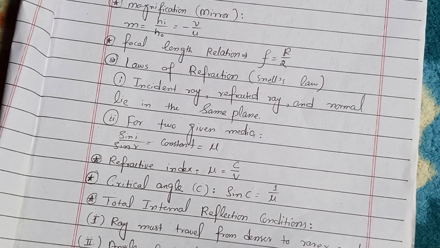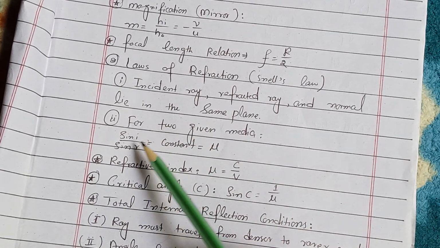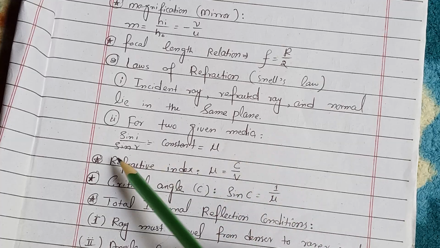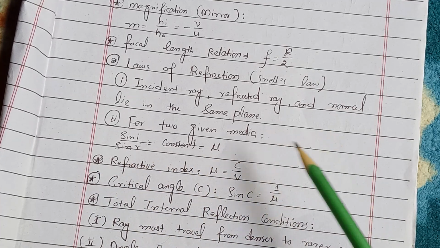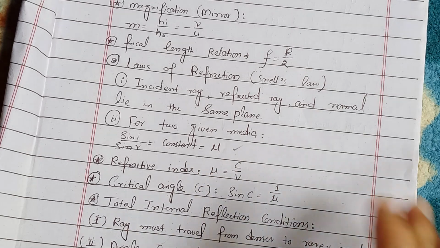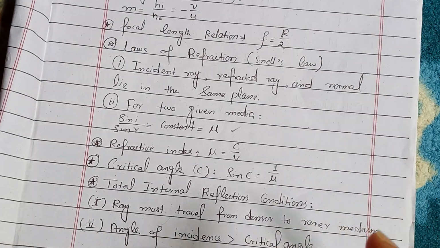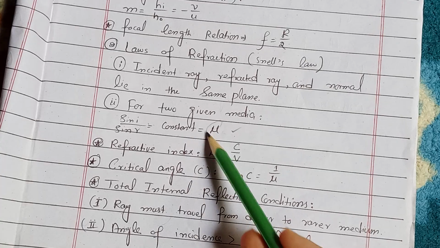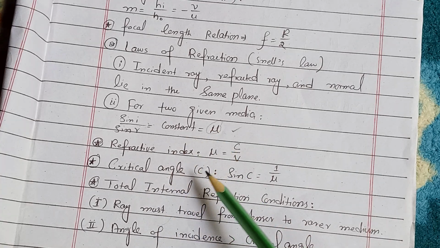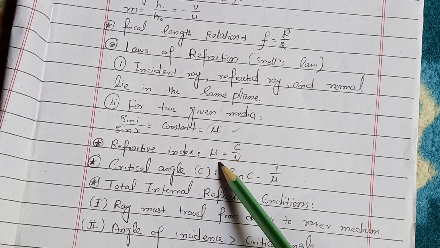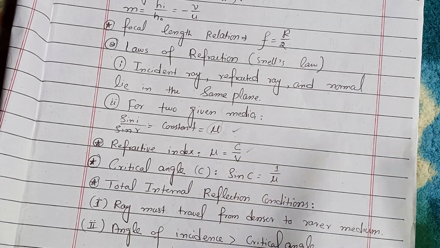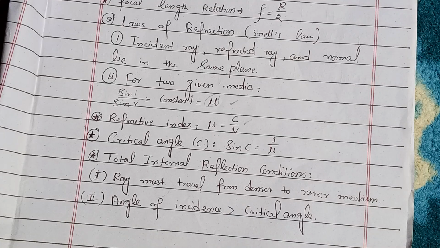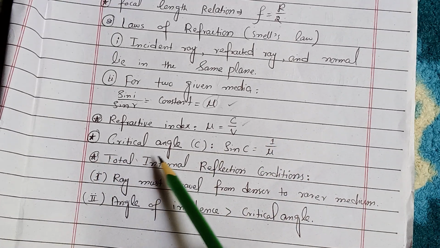And the next they say that for two given media, sin i divided by sin r is equal to a constant, which is mu. This is the refractive index. And what is the refractive index? The refractive index is c by v. This is the formula which you must memorize and practice. What is critical angle?